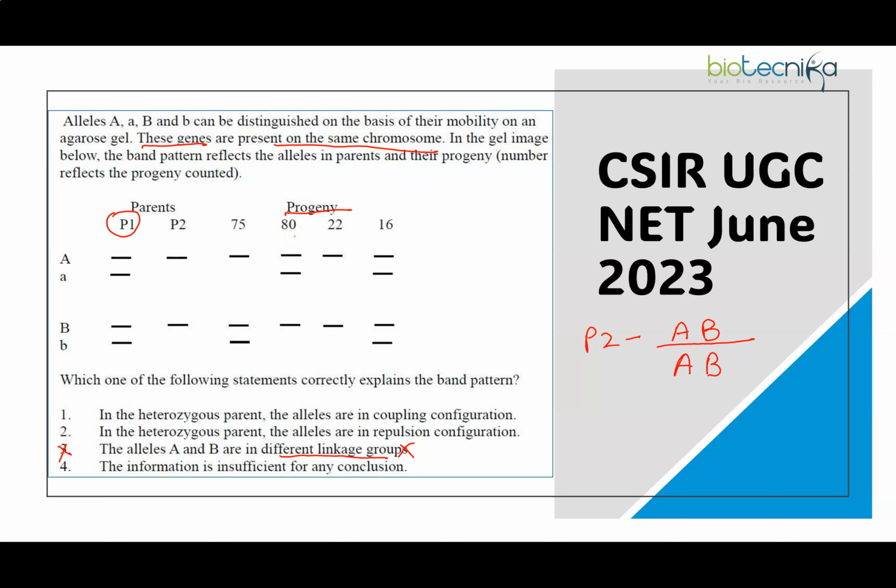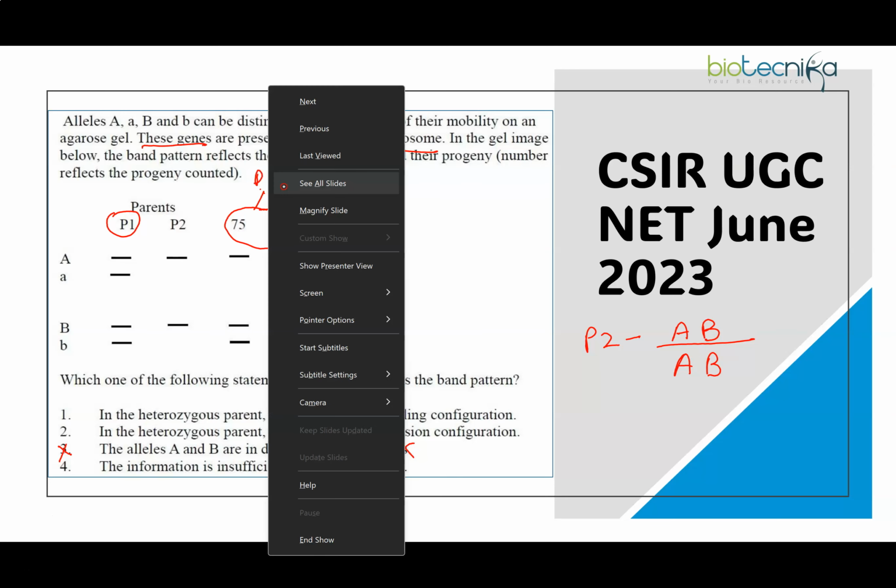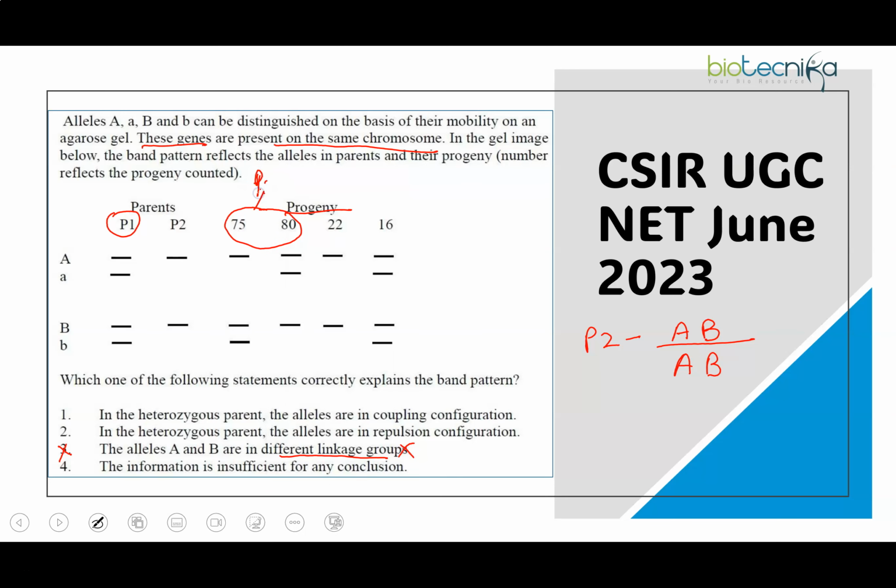Now, what does that mean in terms of linked genes? The progenies which are shown in higher number have to be the parentals. What are parentals? Parentals have the configuration that they have inherited from either P1 or P2. And what are these 22 and 16? These are the recombinants. How are recombinants formed? Recombinants are formed when recombination happens between the linked genes in the parents.